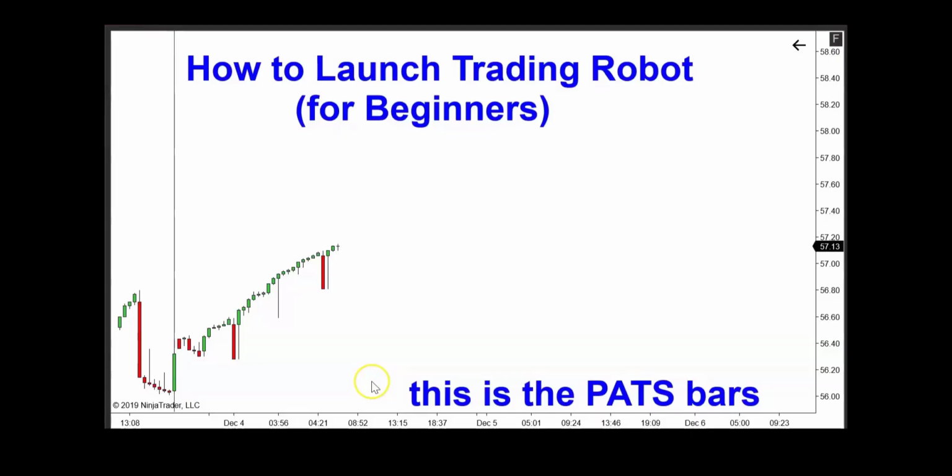So let me show you what a typical setup looks like. And guys, I can promise you this is going to be super easy. I'd be shocked if you didn't understand this setup on the very first try. Very simple here. The first green bar after any red bar, guess what? That's your long signal. That's it.